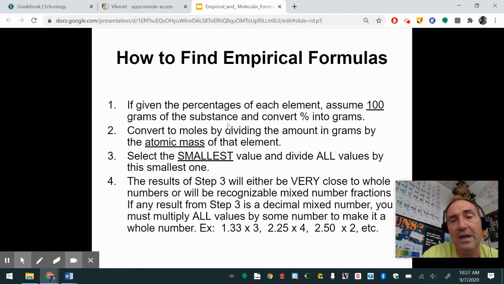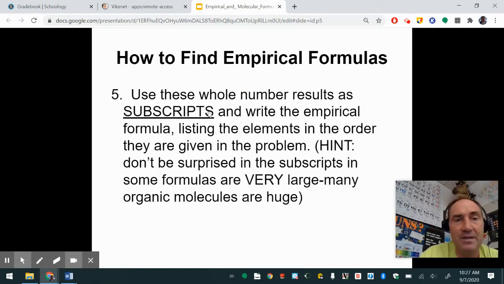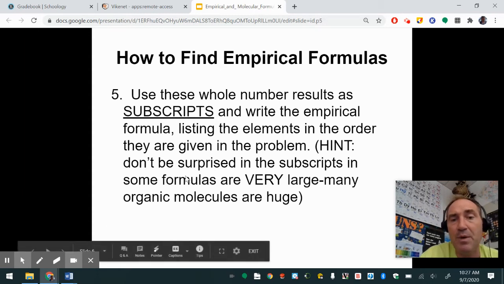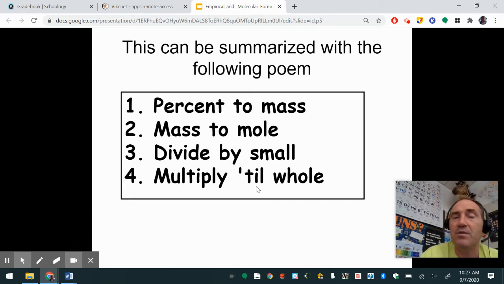So sometimes you're going to get fractions or decimals, and you have to multiply to get into whole numbers. I'll show you some examples of that. Use whole number results as subscripts and write the empirical formula. Sometimes, and this is a good point, they get really, really big if you're talking about a large organic molecule.